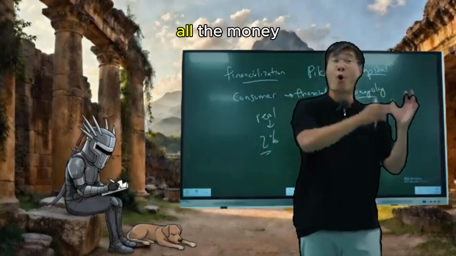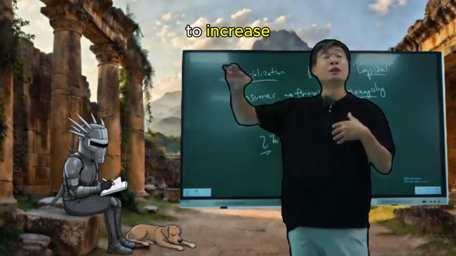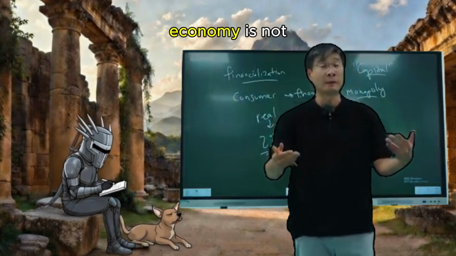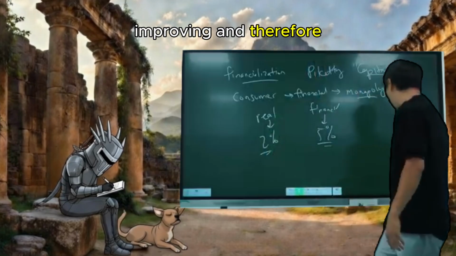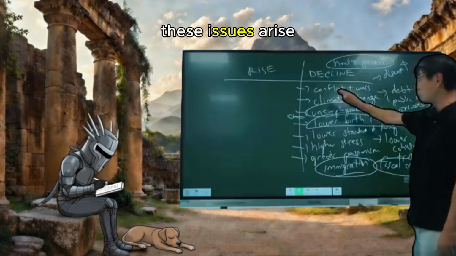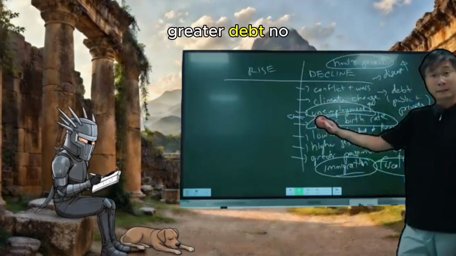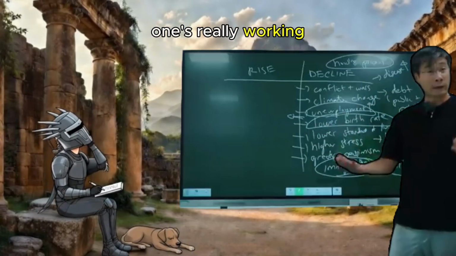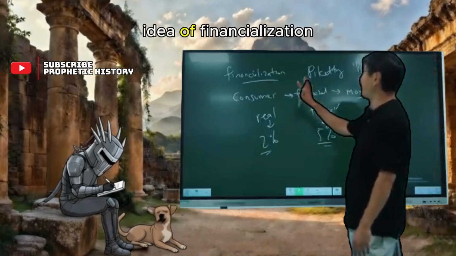So everyone's going to put all the money in the stock market, which allows the stock market to increase. But the real economy is not improving. And therefore, you have all these issues arise. Greater unemployment, greater debt. No one's really working. Okay? So that's the idea of financialization.